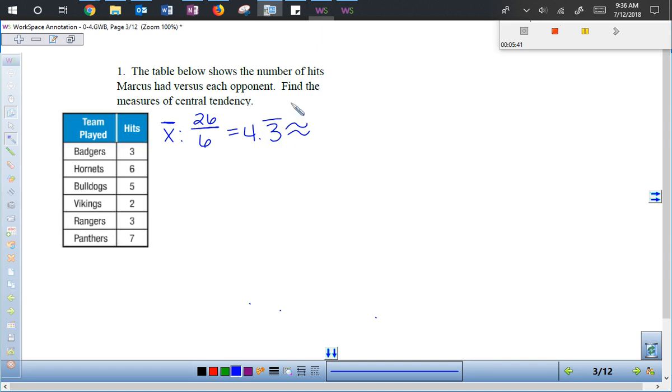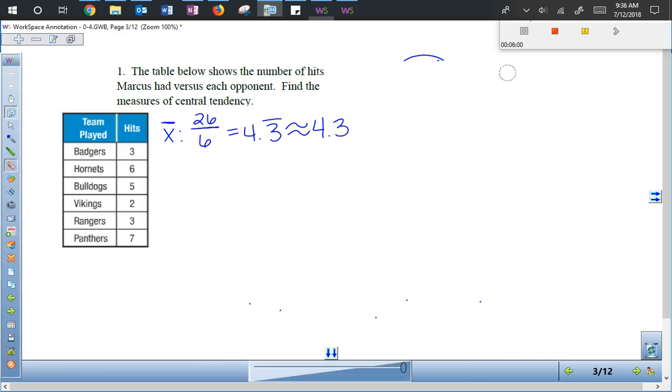And to round to the nearest tenth, remember 4.3 repeating is like 4.33333. So I just want to round to that first digit. I look at the second, it's less than 5, so we're going to leave it at 4.3. So it's approximately 4.3, and then I need to finish it up with a label so I know what we're talking about. We are talking about the number of hits, so he has approximately 4.3 hits per game.